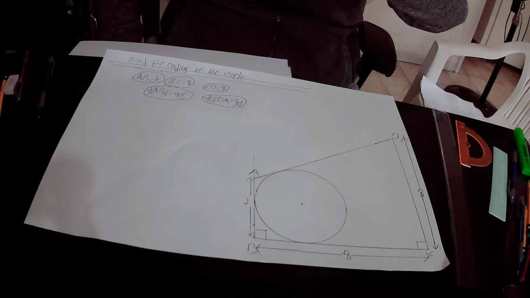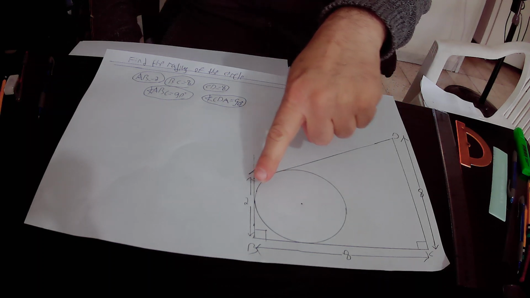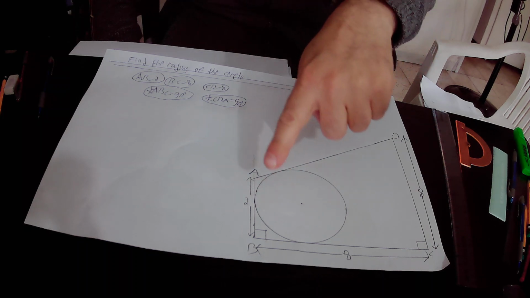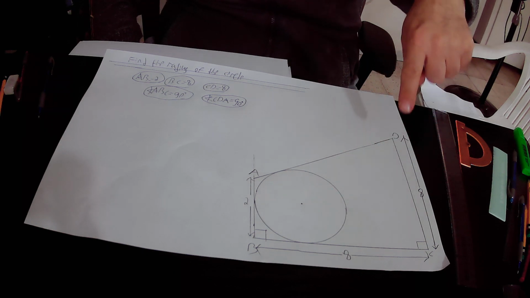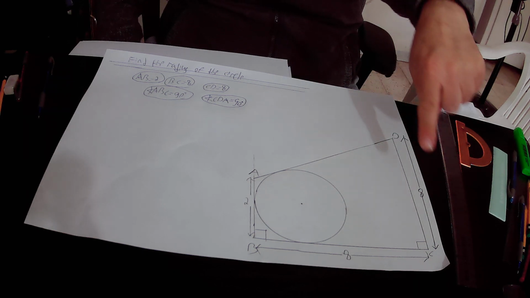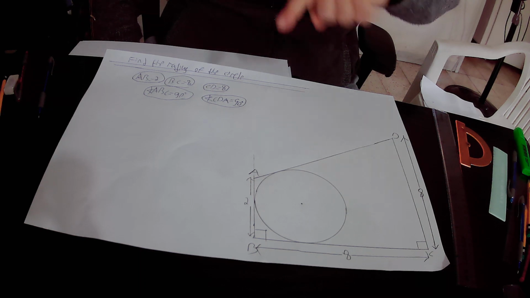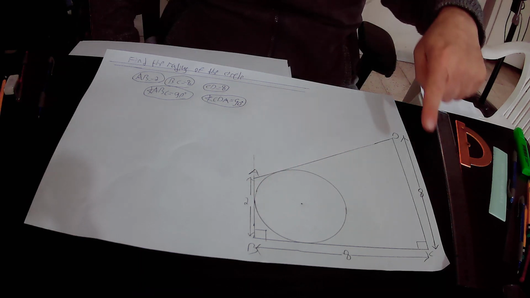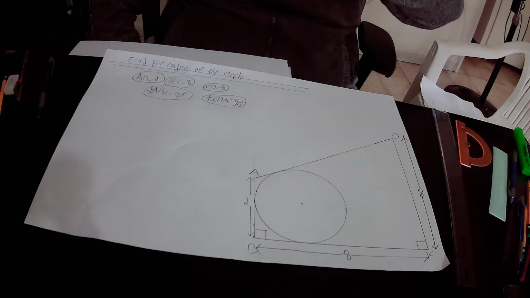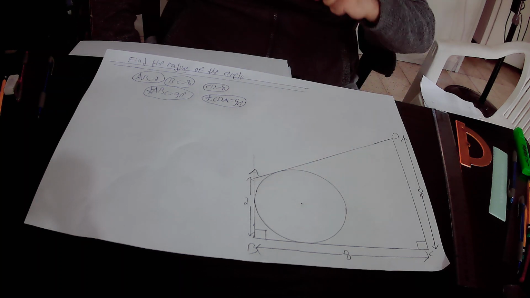In addition, we know that side AB of this quadrilateral equals 2 units in length. Side BC equals 8 units in length. Side DC also equals 8 units in length. This angle ABC equals 90 degrees, and this angle DCB is also equal to 90 degrees. Again, our mission is to find the area of this circle.